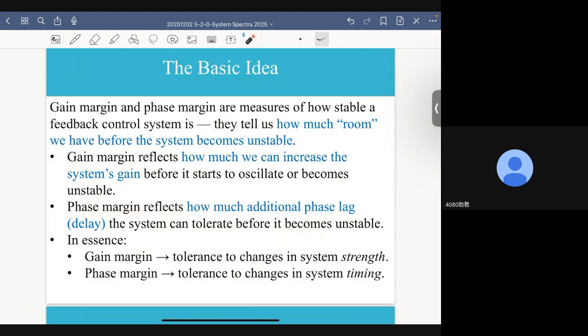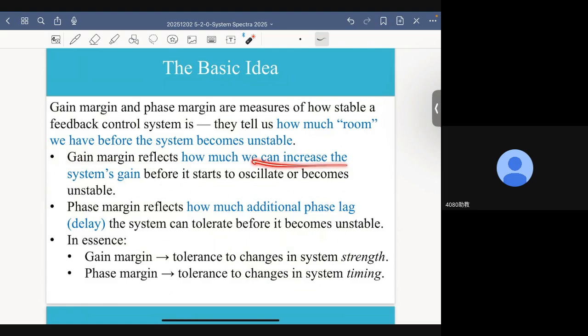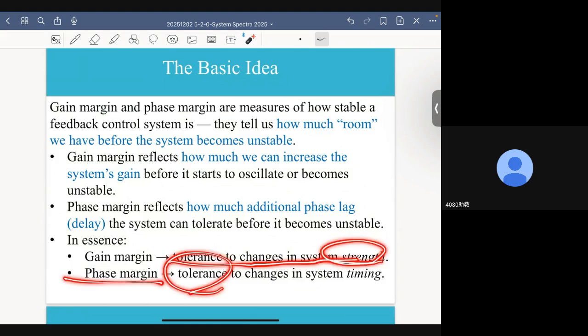Gain margin reflects how much we can increase the system gains before it starts to oscillate or become unstable. So it represents a tolerance to the uncertainty of system gains, all right? Phase margin reflects how much additional phase lag or delay the system can tolerate before it becomes unstable. So in essence, gain margin represents tolerance to change in system strengths. Phase margin represents tolerance to change in system timing, all right?